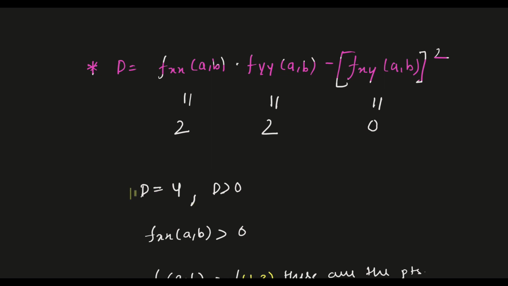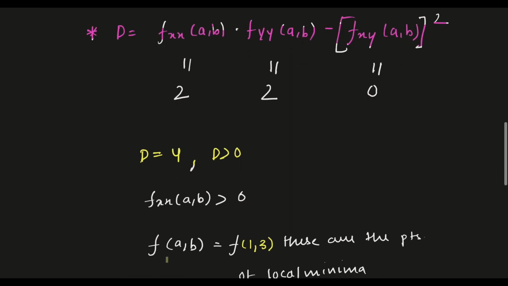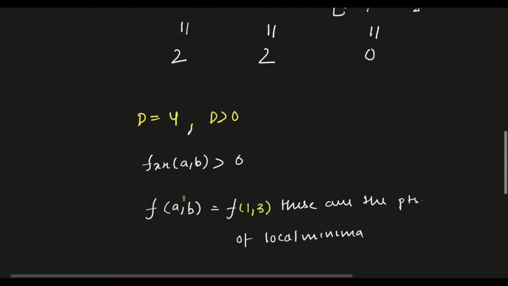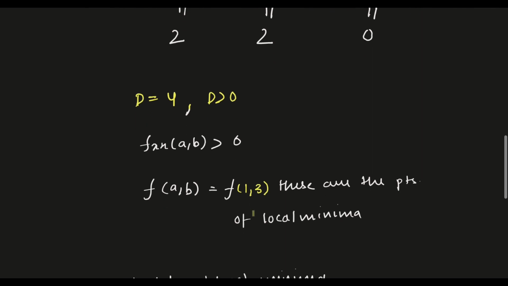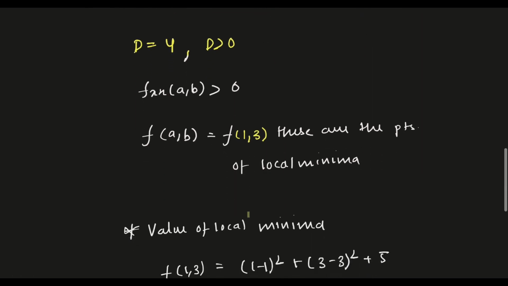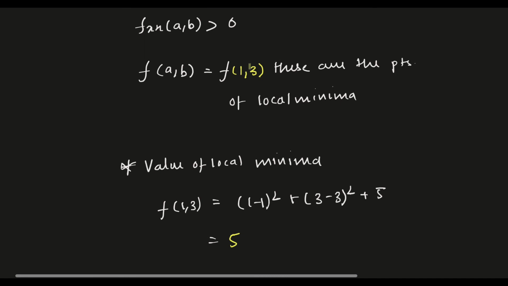This suggests that D is greater than 0, and fxx, which is 2, is also greater than 0. This suggests that the critical point we found is actually the local minima. Then simply putting the critical points in the expression, we get the value of local minima, which comes out to be 5.